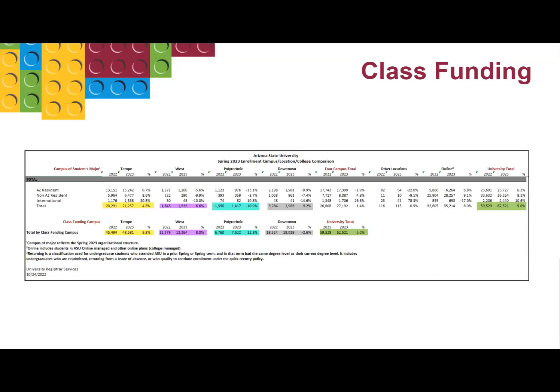So to further demonstrate the difference here between doing headcount by the campus of a student's major and class funding, note that the headcount grand total on the state reported class funded, so these lower here, will match the headcount when you're counting by the student's major. So the grand totals are always going to match because those numbers are consistent.